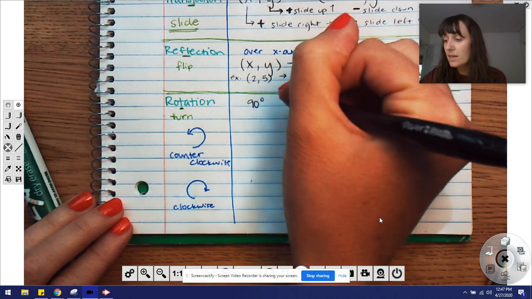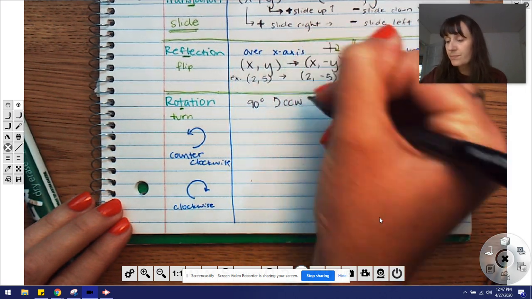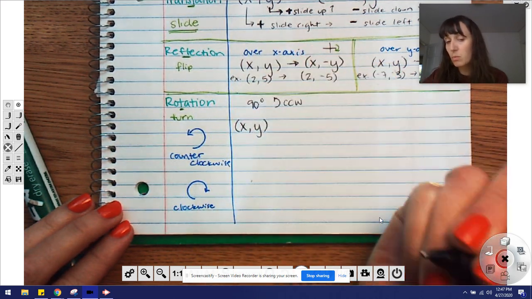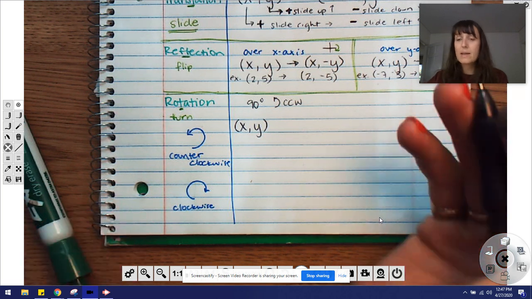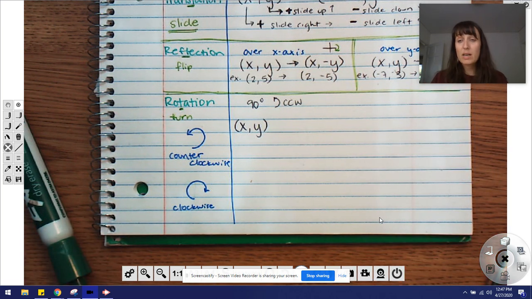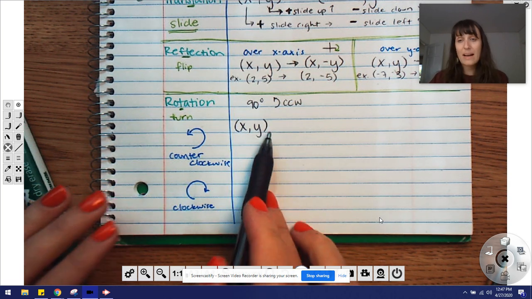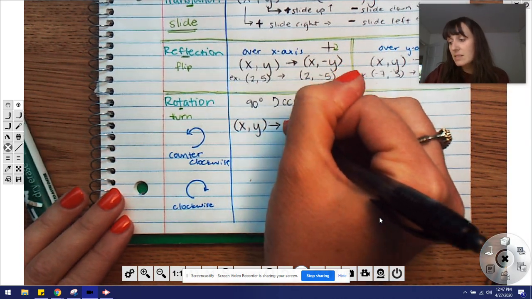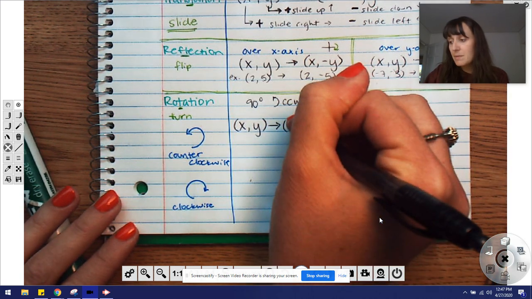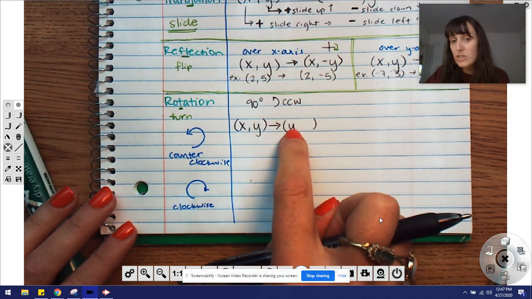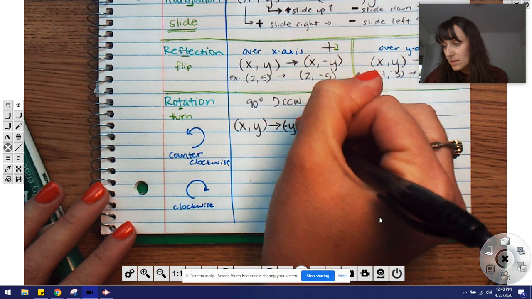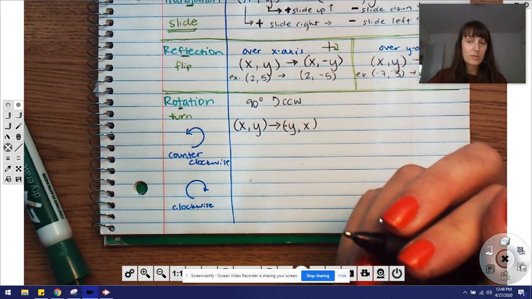A 90-degree counterclockwise rotation takes a point (x, y), and because it's a rotation, because we are turning something, the x and the y actually switch places. So instead of (x, y), it becomes: our y value switches places and becomes negative, and the x value stays the same.